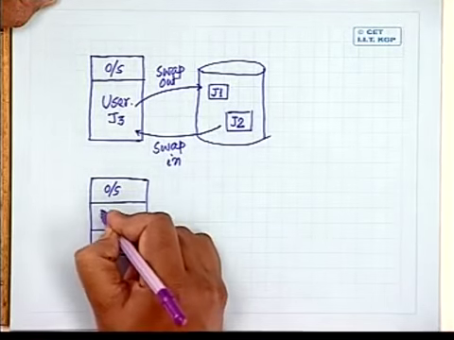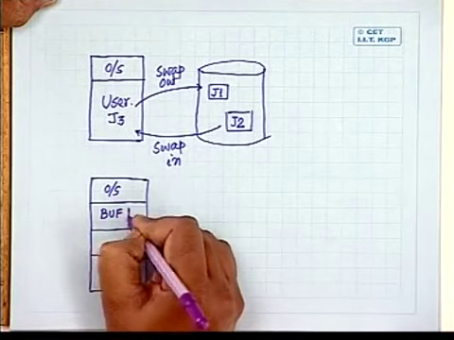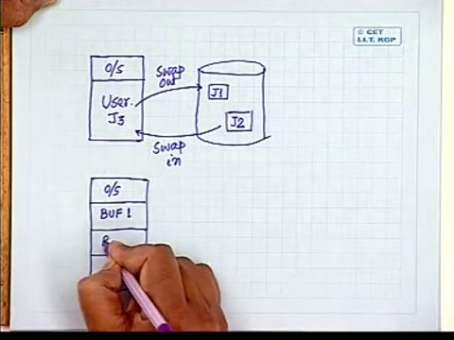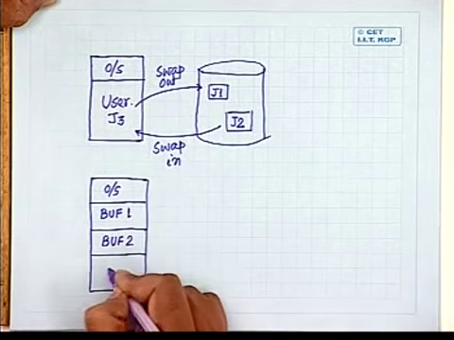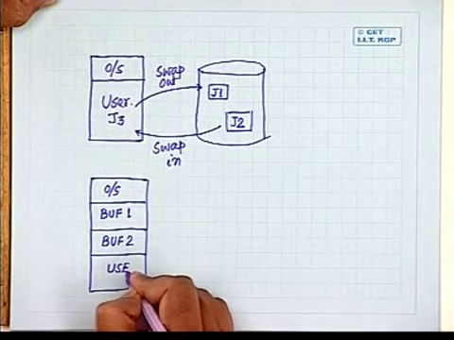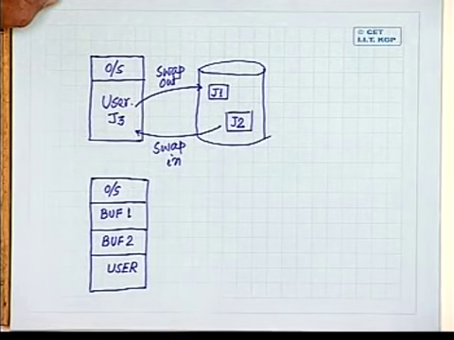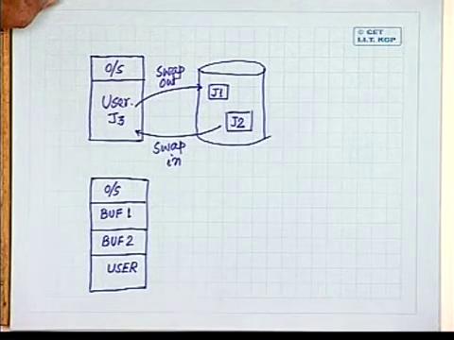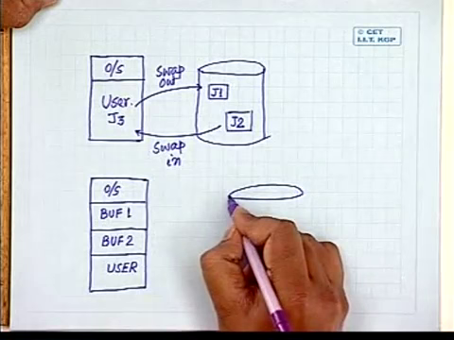One of the partitions I call buffer area 1, this I may call buffer area 2, and this is called the actual user area, which contains the program that is currently active. That means the program which is being executed by the CPU. And obviously, as before, we have the secondary storage.